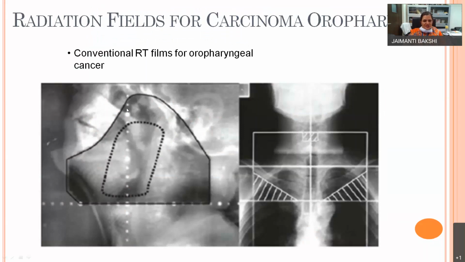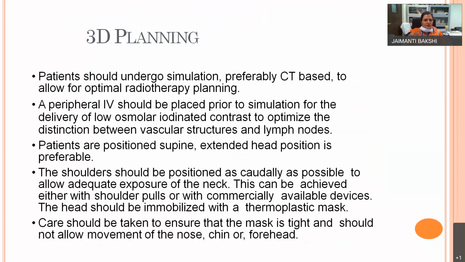This slide shows the conventional RT films for radiation patients. Here we can see the radiation portals which have been demarcated on the X-ray films. 3D planning for radiotherapy is the latest evolution in the field of radiation oncology. Patients should undergo simulation, preferably CT-based, to allow for optimal radiotherapy planning. A peripheral IV should be placed prior to simulation so that we can give the contrast agent to the patient, which can delineate the vascular structures and lymph nodes better.